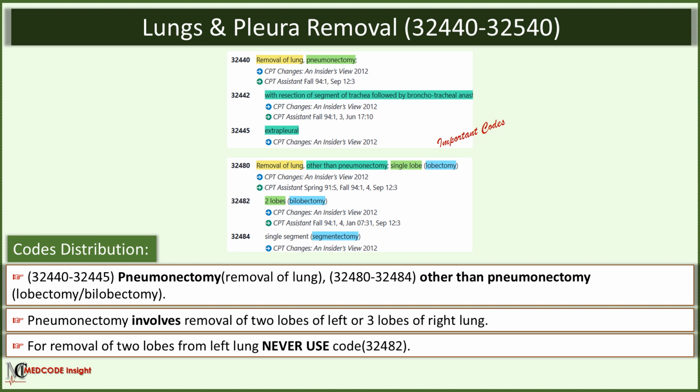The CPT code range 32480 to 32484 is used for the procedure other than pneumonectomy, typically involving the removal of one or two lobes such as lobectomy or bilobectomy. An important guideline to remember is that for the removal of two lobes from the left lung, do not use code 32482. When two lobes of the left lung are removed, it means the removal of the entire lung or the pneumonectomy is performed. In this scenario, always select a code from the code range 32440 to 32445 to correctly reflect the procedure.